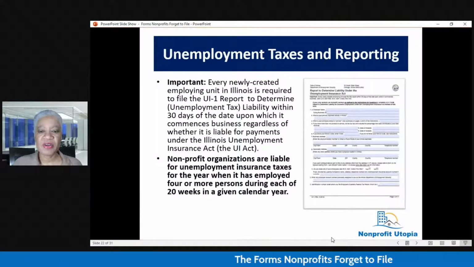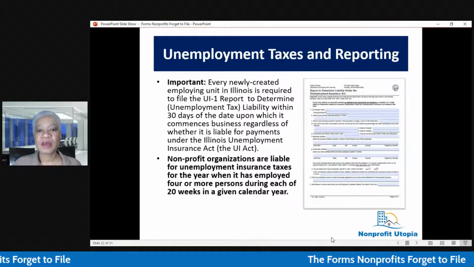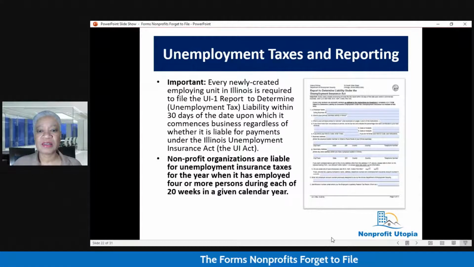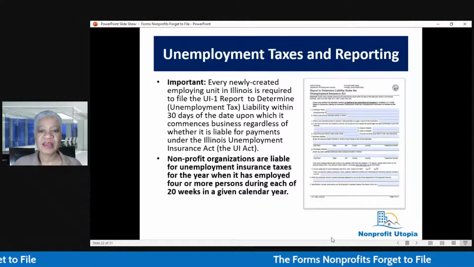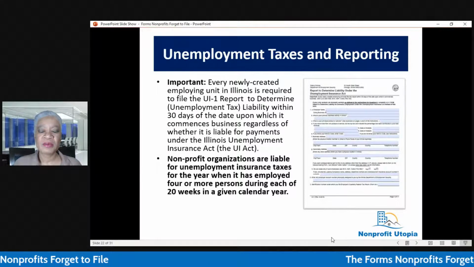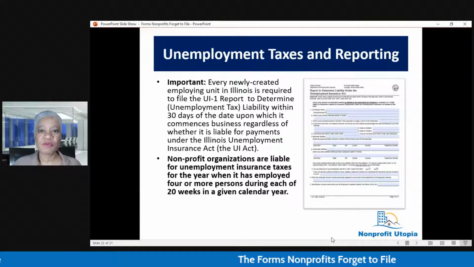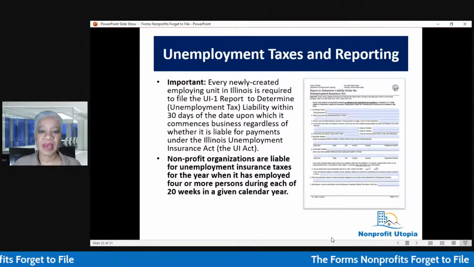All right. Another form people forget or don't even know they have to file is Form UI1, which basically lets the state know that you're around, so to speak. So you really should do this when your organization starts. And even if your organization has never filed this form and you've been humming right along, I suggest that you do this form because UI1 is the form that helps the state to understand what unemployment taxes you need to be paying.